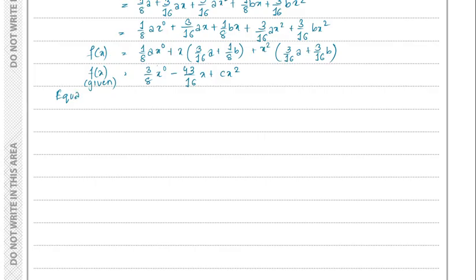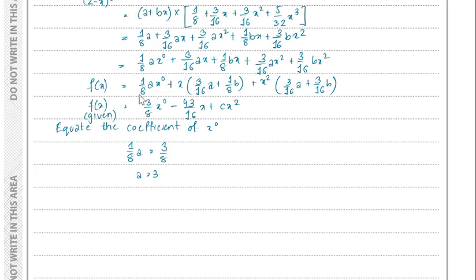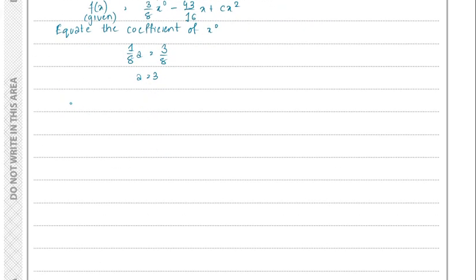So first we have to equate the coefficient of x to the power 0. What we found was 1 by 8a, and the given is 3 by 8. So a is equal to 3. Since there was no x here in 1 by 8a, you can presume that there is a 1 getting multiplied with 1 by 8a, and the 1 comes from x to the power 0. So that's why we considered it to be x to the power 0, if someone has confusion there.